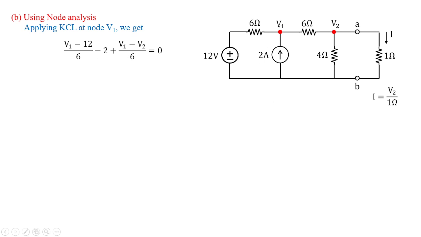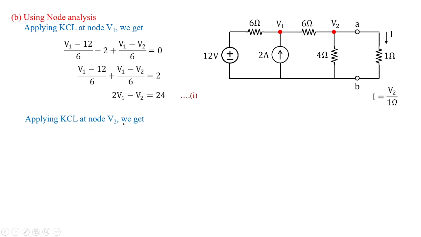Then you have minus 2 which is coming towards V1, plus V1 minus V2 by 6, assuming this node to be the dominating one when we are considering node V1. So simplifying this equation, I'm going to get 2V1 minus V2 equal to 24. Let me frame this as equation 1.